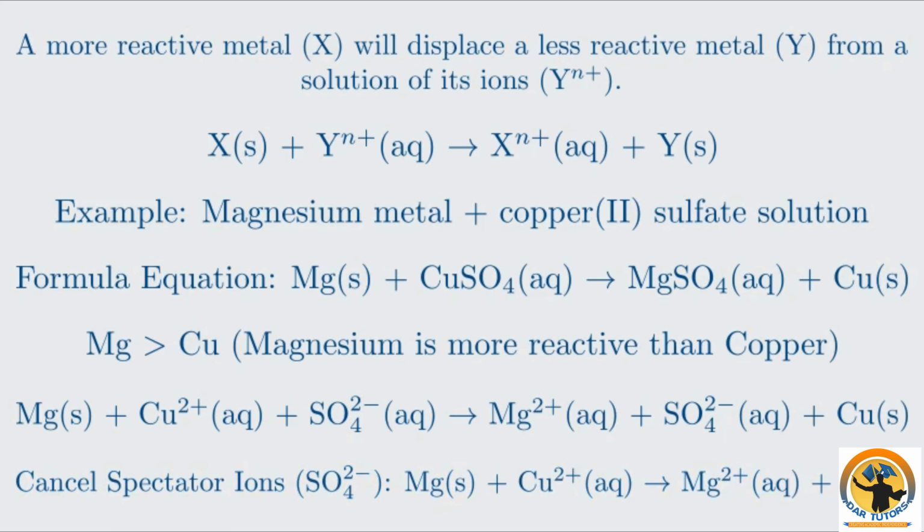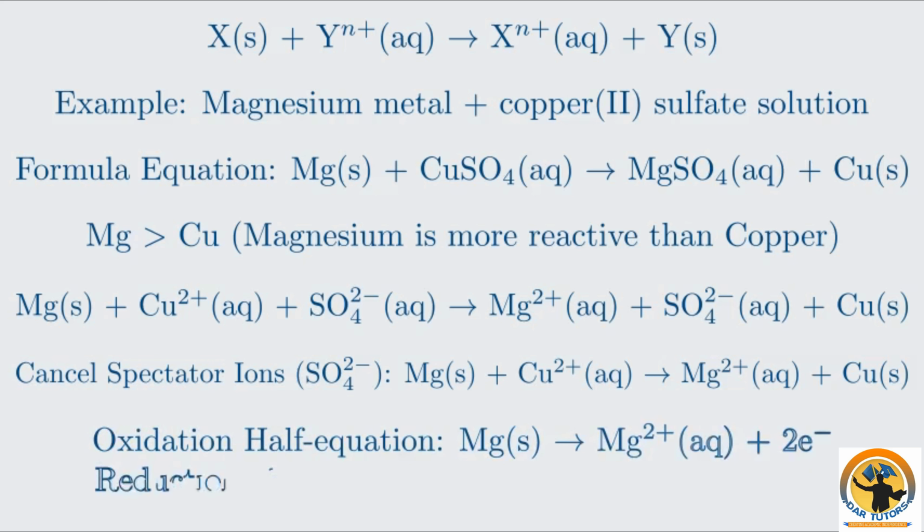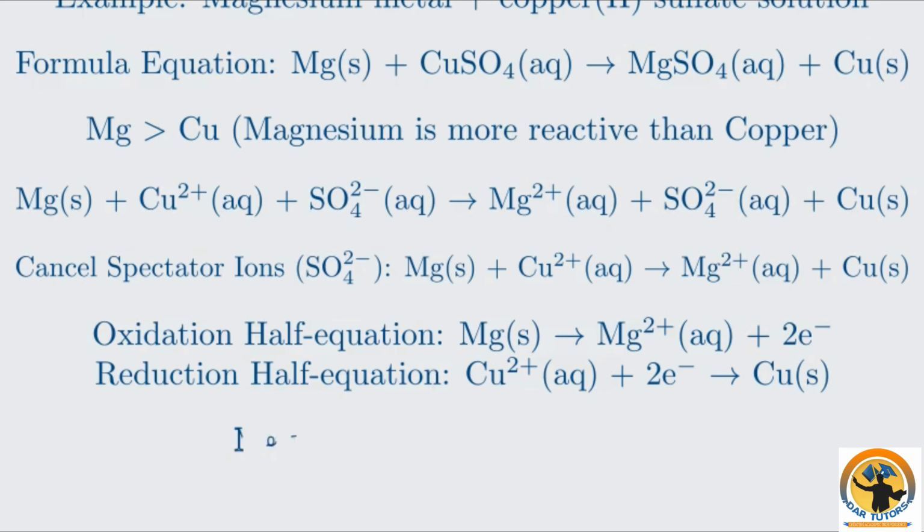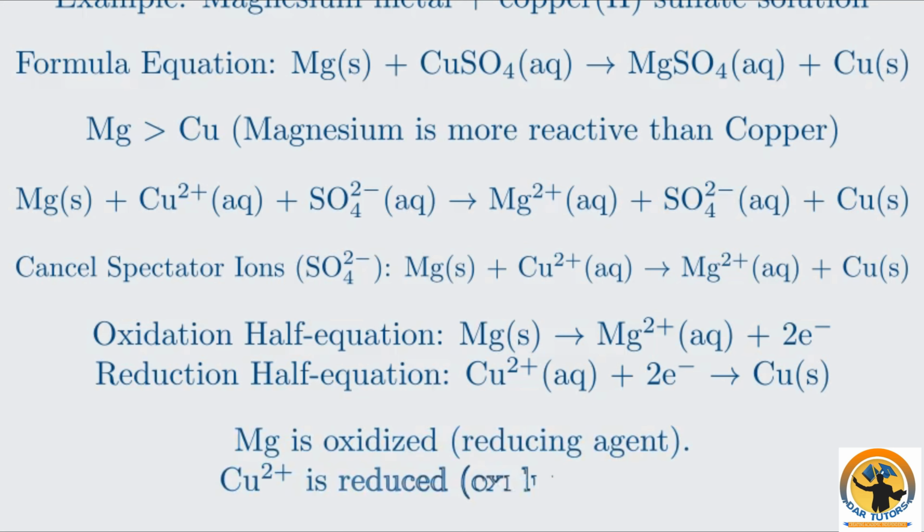The resulting net ionic equation shows the core redox reaction. We can then split it into two half equations, one for oxidation and one for reduction. This is a fundamental technique in electrochemistry. Magnesium atoms lose electrons, so they are oxidized. Copper 2 ions gain electrons, so they are reduced. Magnesium is the reducing agent, and copper 2 ions are the oxidizing agent. This confirms our prediction based on the reactivity series.